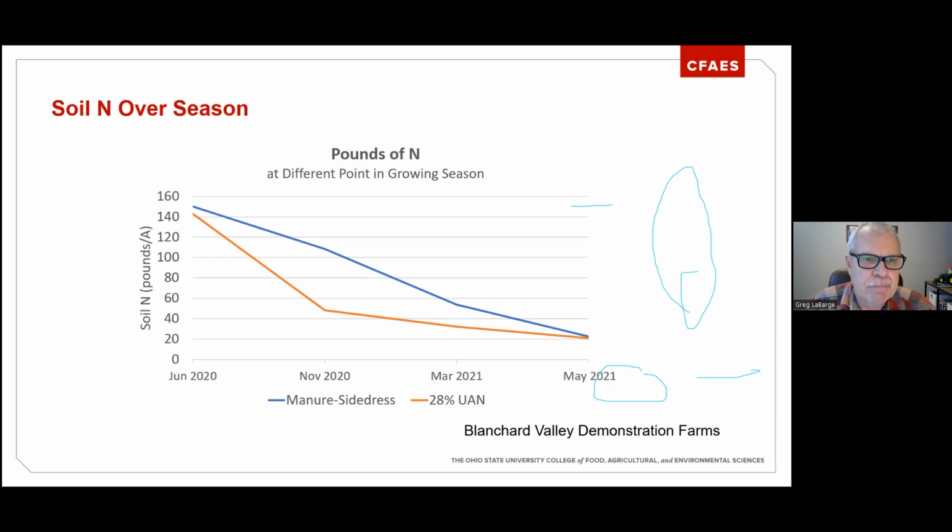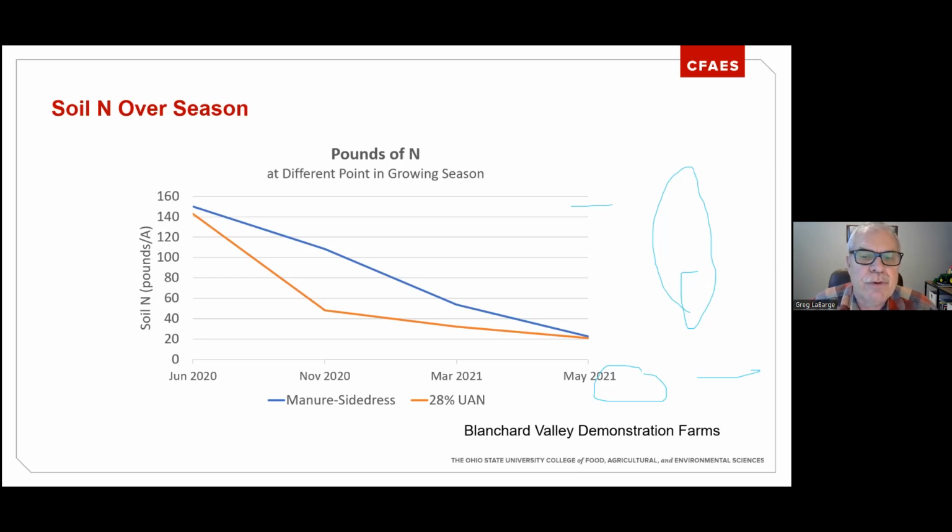And then when we think about measuring nitrogen in the soil over a growing season and after, we see these kind of numbers in June of 2020, where we're using manure in a side dress application and then comparing that to 28%. You can see the amount of nitrogen in the soil in June after application is very similar for those two nitrogen sources, I should say.